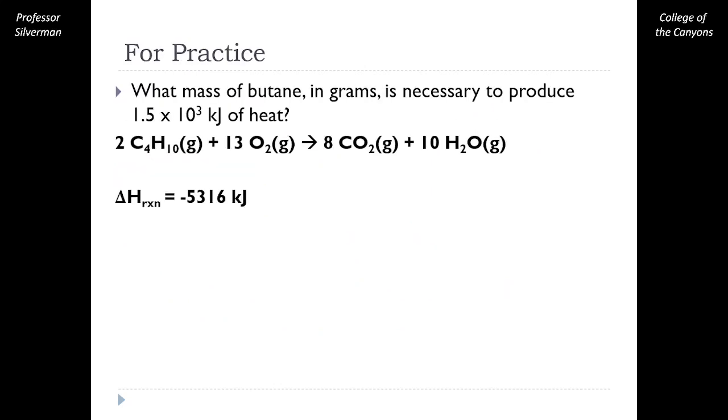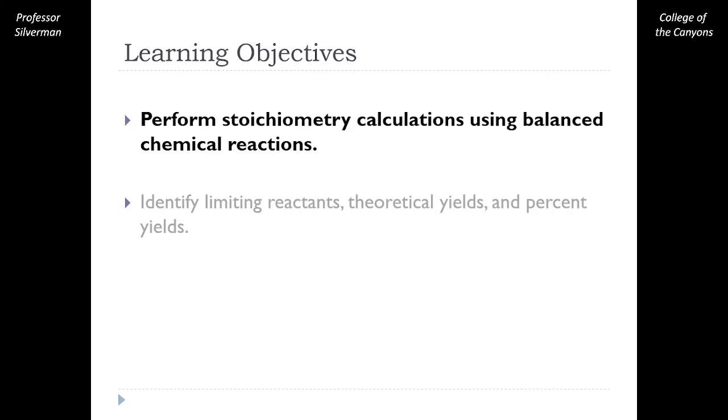For practice, we have a problem here about butane required to produce this many kilojoules of heat. Grab your paper and pencil, try to write down those good answers. There we go. We've introduced our plan for doing stoichiometry calculations using our balanced chemical reactions to convert from chemicals to different chemicals.